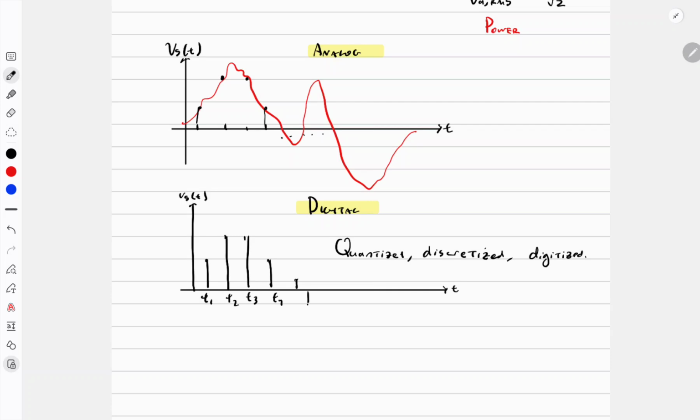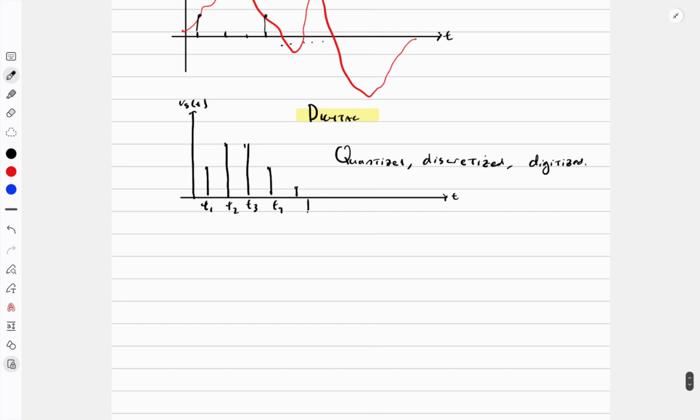Now here's the challenge. Because you don't have a value at every point in time, how do you reproduce the original analog signal? That's very challenging. In some cases it's impossible to convert the digital signal back to the original analog signal, and in that case you may lose some data. So that is sometimes a disadvantage when we use digital circuits.